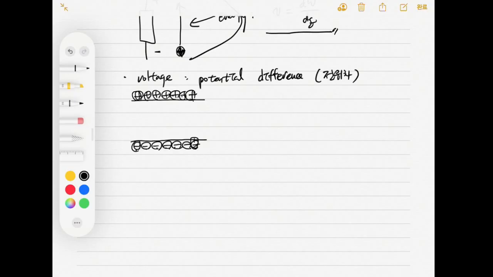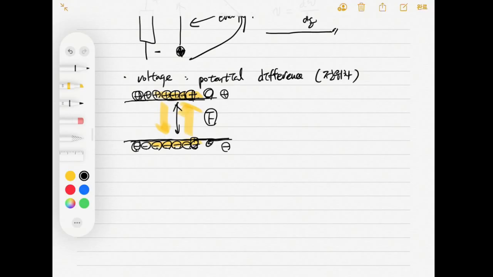So plus charge attracts minus charge, and minus charge attracts plus charge. There will be some force. But some barrier divides the positive charge and negative charge. So because of that, this is a minus terminal and this is a plus terminal.